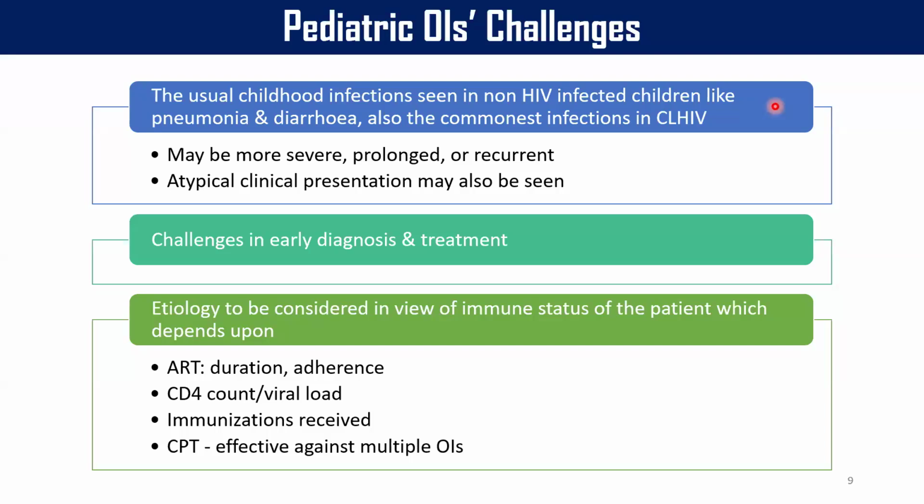We all know herpes zoster. Herpes zoster was never heard of in the pediatric age group before HIV. So HIV is the one condition which will predispose these children to herpes zoster. It's an atypical clinical presentation. So there are challenges in early diagnosis and treatment again. The etiology has to be considered in view of the immune status of the patient, which again depends on your ART, CD4 count, viral load, immunization received, and prophylaxis which the child is receiving.